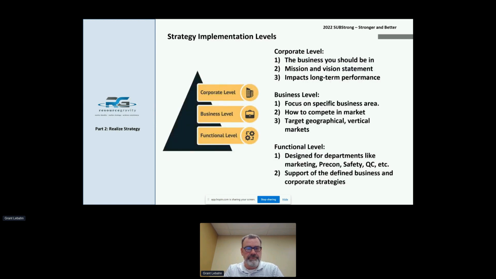So I started dissecting this into three different levels, because that's a big, huge umbrella, right? I like to think of it in three different levels. There's a corporate level, there's the business level, and there's a functional level. So strategy applied in these different areas, corporate, business, functional, now we can start refining it.